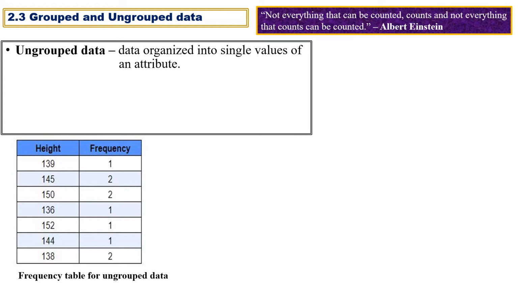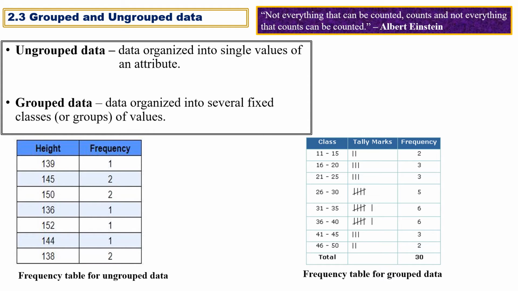For grouped data, what we do is we take the data and organize it into several fixed classes or groups of values. So with this table that appears on your right, observe the difference with the ungrouped data table and this one. What you should see is the different classes. For example, 11 to 15, 16 to 20, 21 to 25, and so on. These represent different ranges of values. And normally we would group data if the data is continuous. So bear that in mind.